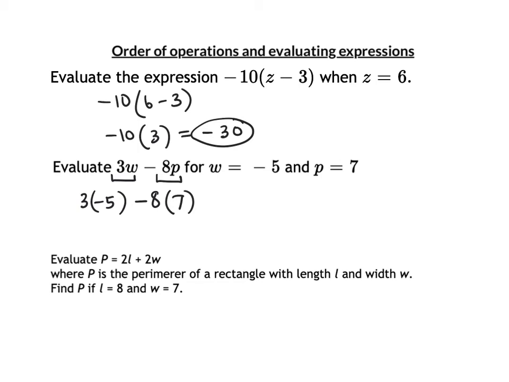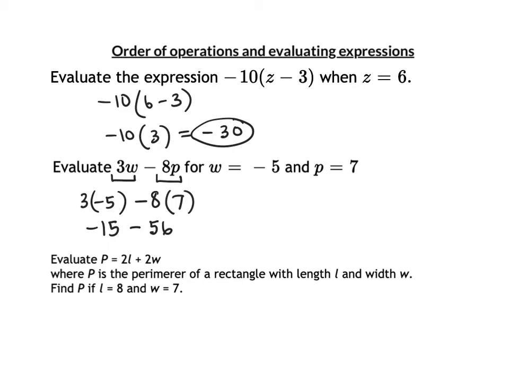Remember that addition subtraction comes last. I have to do all my multiplying and dividing first. 3 times -5 is -15. I have 1 negative. My answer is negative. Minus 8 times 7 is 56. I'm doing my multiplying first. I'm going to subtract last.